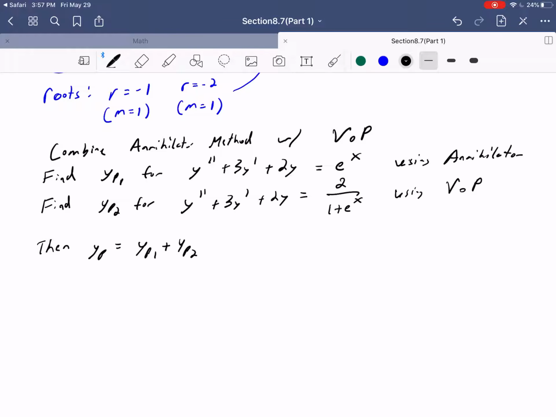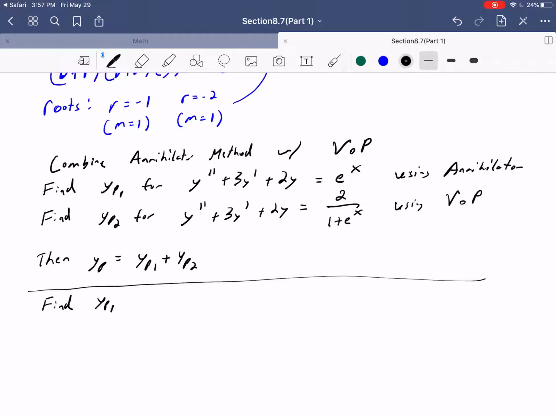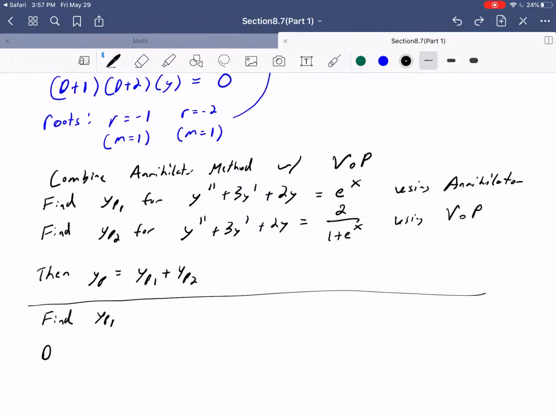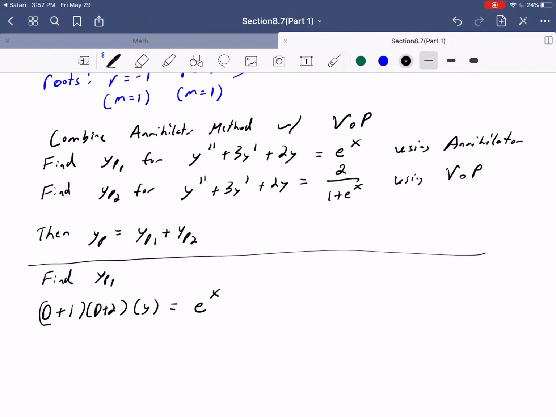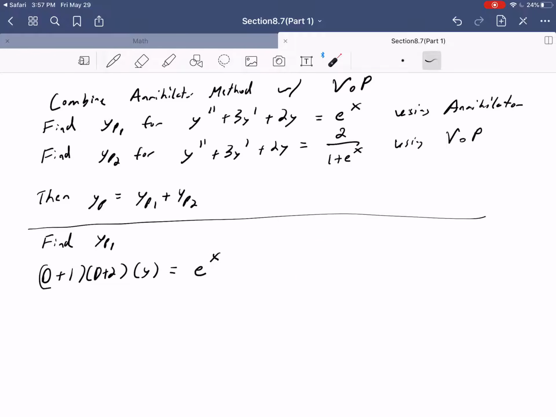So let's go ahead, give ourselves a little space here. Let's find y sub p1. So now we have the equation d squared plus 3d plus 2, well, we already have it factored, might as well just use it like that: d plus 1, d plus 2 of y is equal to e to the x. What's an annihilator for e to the x? Well, this is 1x, so d minus 1 should annihilate it.